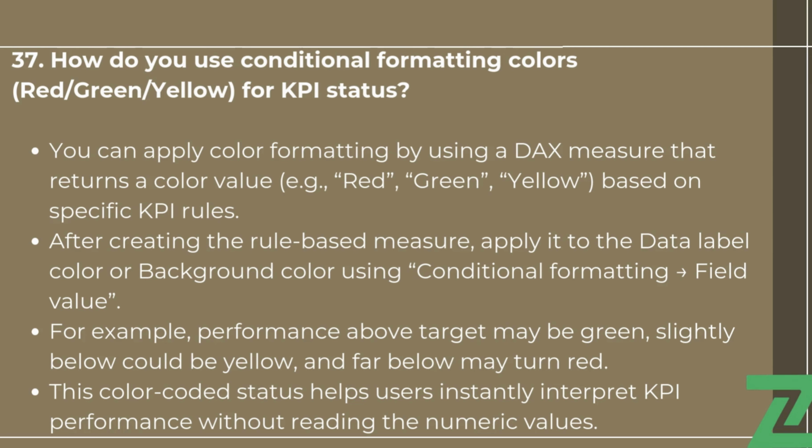For example, performance above target may be green, slightly below could be yellow, and far below may turn red. This color-coded status helps users instantly interpret KPI performance without reading the numeric values.